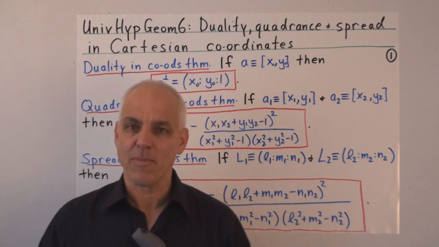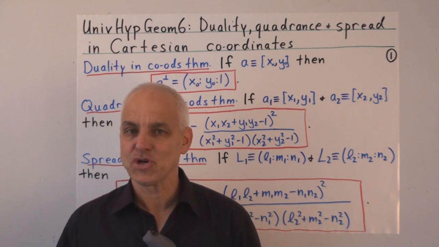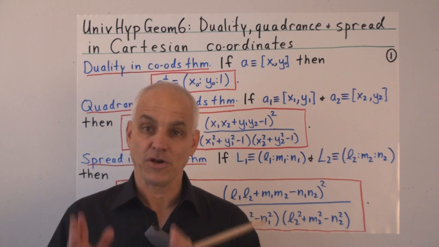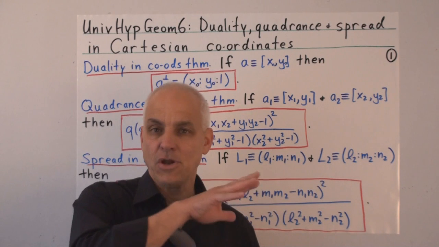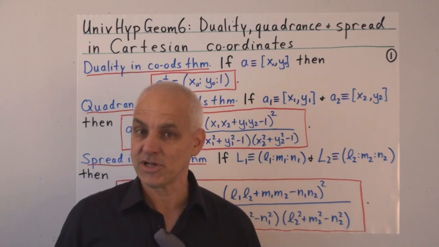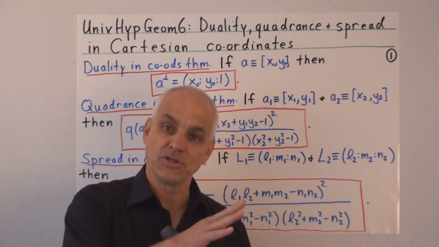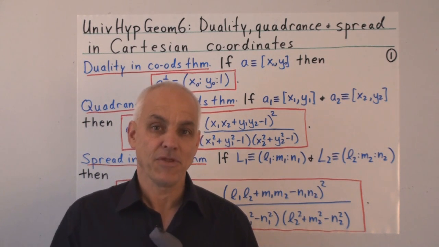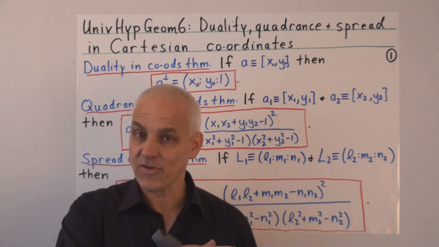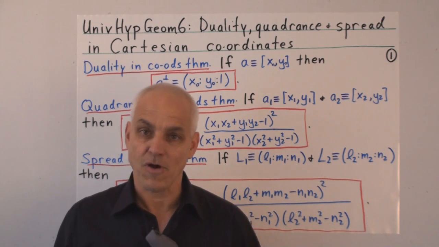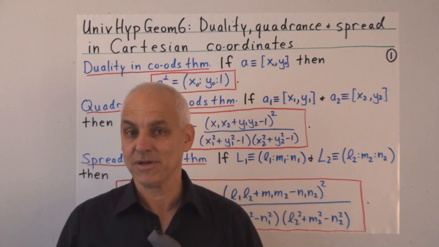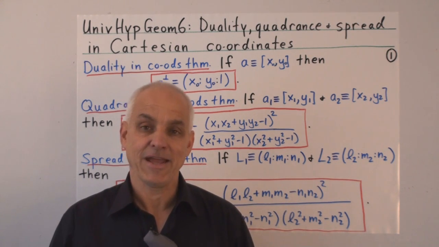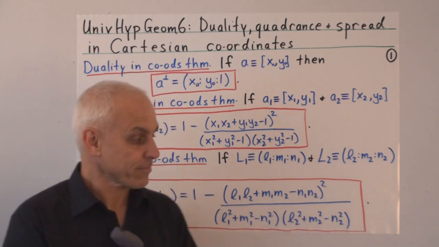Hi, I'm Norman Wildberger, and in today's lecture we're going to connect Cartesian coordinates that we talked about last time with our basic notions of this new universal hyperbolic geometry that we introduced earlier. Namely, the notions going back essentially to Apollonius and Pappus of the polar duality between a point and a line with respect to the base circle, and the notion of quadrances and spreads in terms of cross ratios.